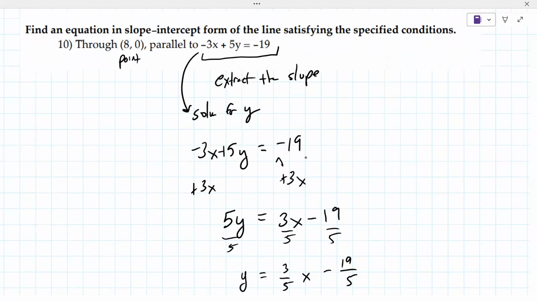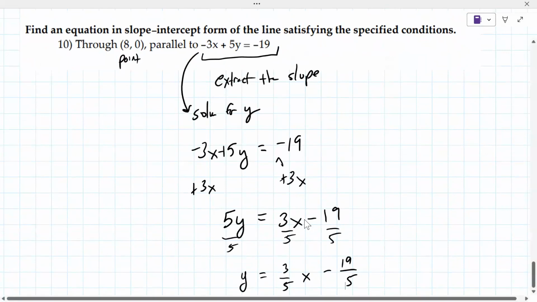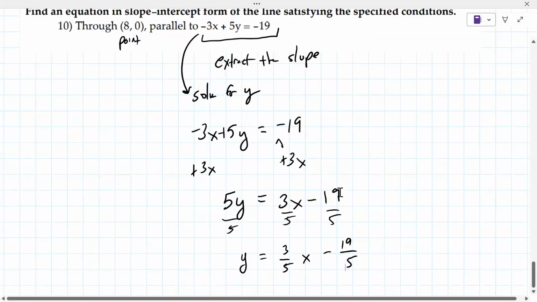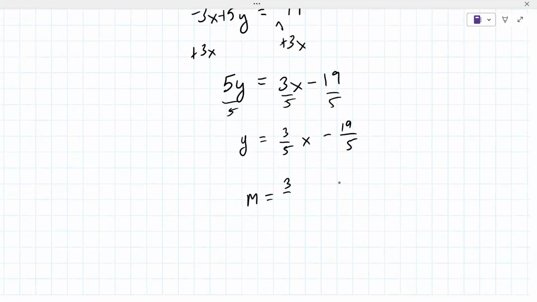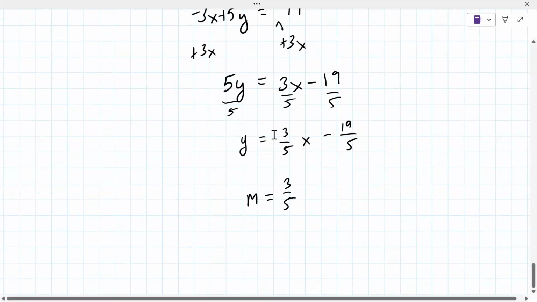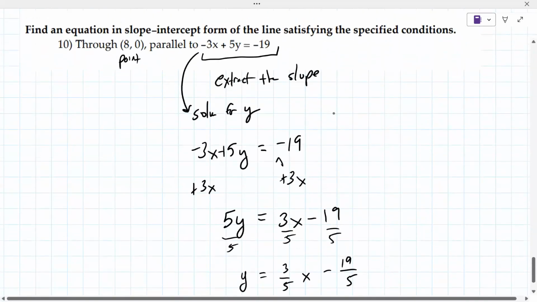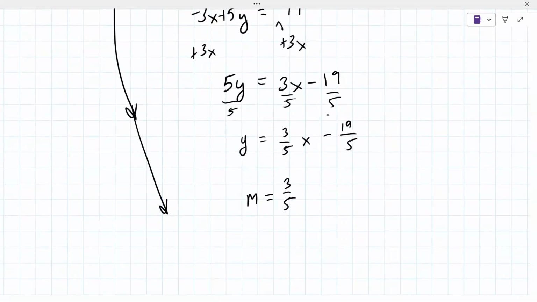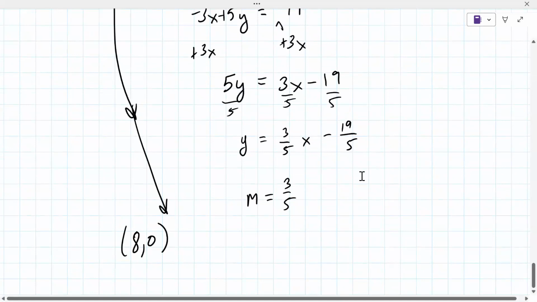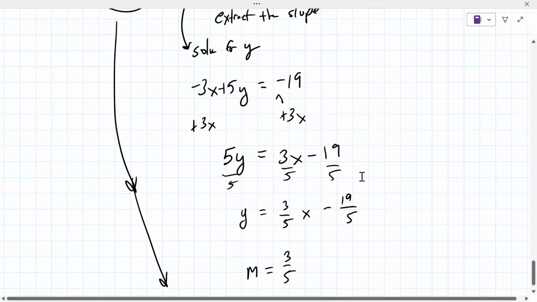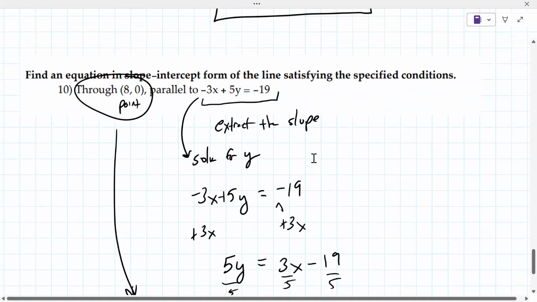Now we just want the slope. So what is the slope of this equation? 3/5. Yes, so the slope is 3 over 5. And then we're done. We don't have anything else to do with this equation. Totally done. We do care about this point, though: 8 comma 0. Well, we're not graphing it, we're finding the equation.